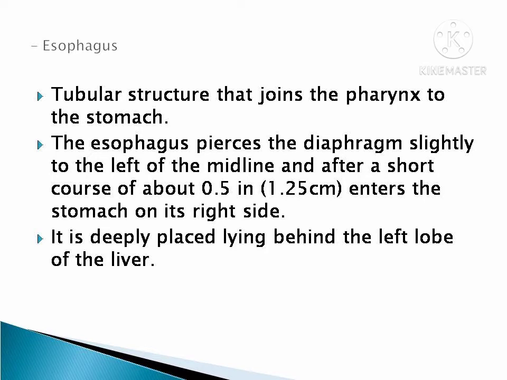Esophagus, tubular structure that joins the pharynx to the stomach. The esophagus pierces the diaphragm slightly to the left of the midline and after a short course of about 0.5 to 1.25 cm enters the stomach on its right side. It is deeply placed, lying behind the left lobe of the liver.